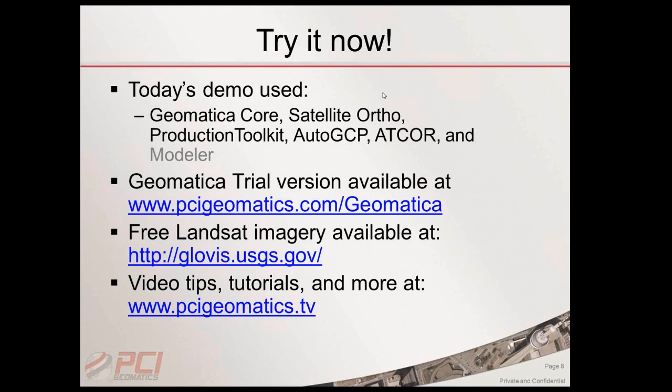Now that we're done, I urge you to try what you've just seen, if you're so inclined. Today's demo used the following packages: Geomatica Core with a satellite ortho package, the production toolkit, Auto GCP, the ATCOR atmospheric correction module, and portions of the demonstration were done using Modeler, which is PCI's automation toolkit. Modeler there on my slide is in gray. It is the only thing that we used today that is actually part of Geomatica Prime, which is the next step up from Geomatica Core.